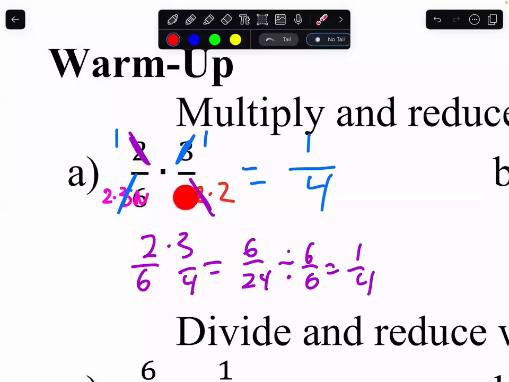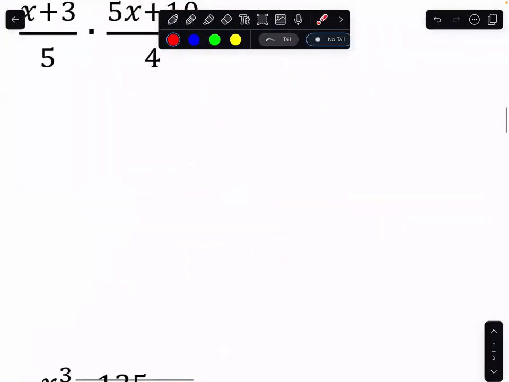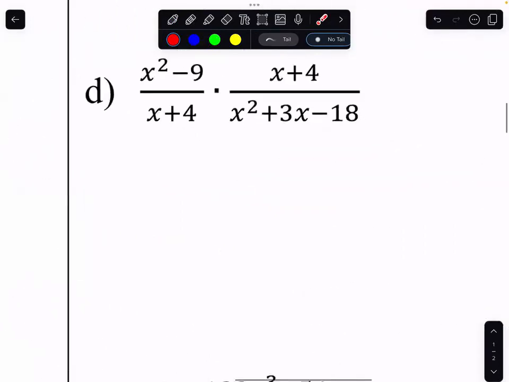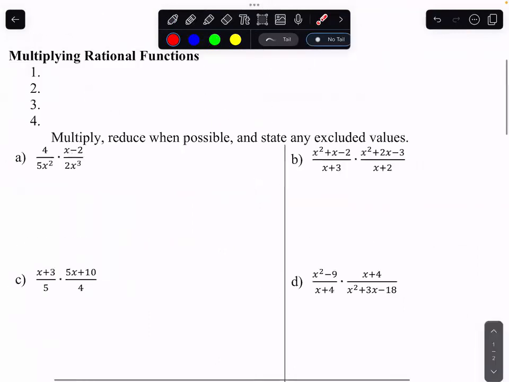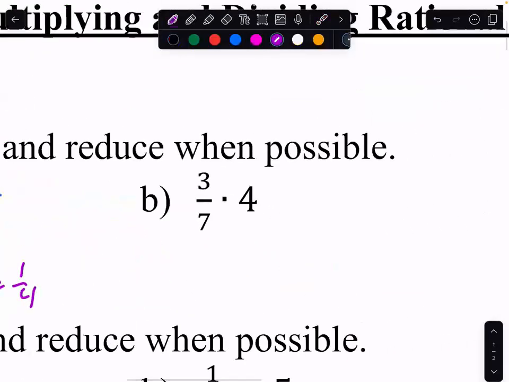For this problem, it's not a big deal, right? 6 times 4, you can do that. But when you look at some of the problems we have coming up, I personally don't really want to multiply these together, right? So we'll see that reducing first will be very, very beneficial. But let's finish the warm-up section first.